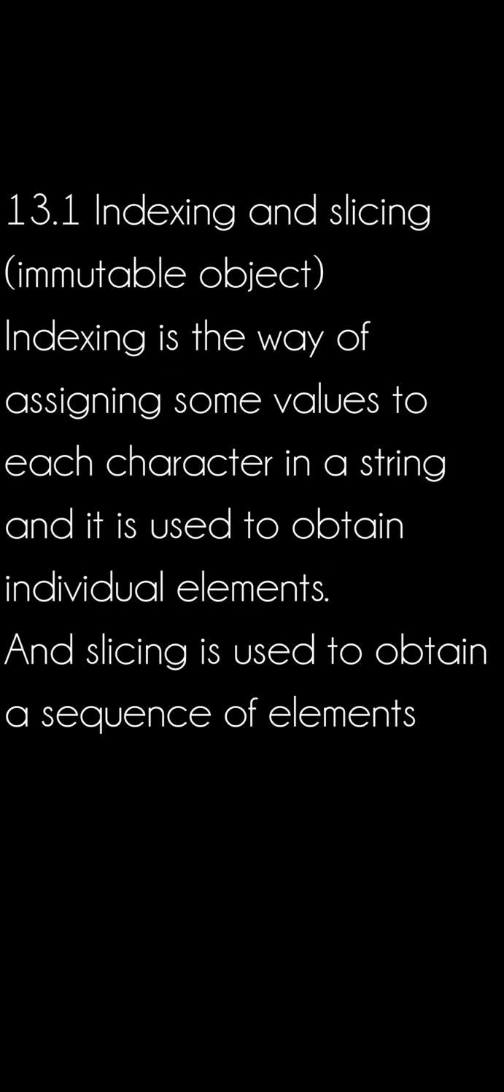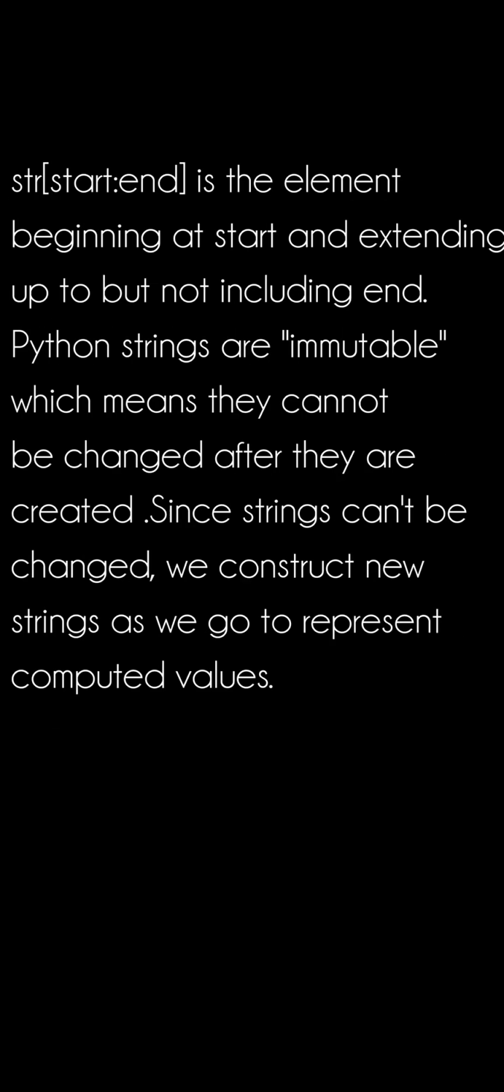Indexing and slicing. Indexing is the way of assigning some values to each character in a string, and it is used to obtain individual elements. And slicing is used to obtain a sequence of elements. The slice is the element beginning at start and extending up to but not including the end. Python strings are immutable, which means they cannot be changed after they are created. Since strings cannot be changed, we construct new strings as we go to represent computed values.